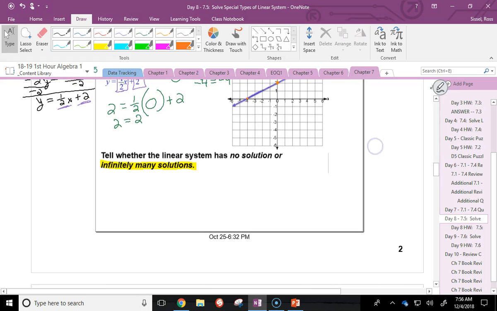So, besides graphing it, when we know that they have infinite solutions, we will have the same slope and the same y-intercept. So lines coinciding are similar to parallel. The only difference is lines that coincide, they have the same y-intercept, so they lay right on top of each other.